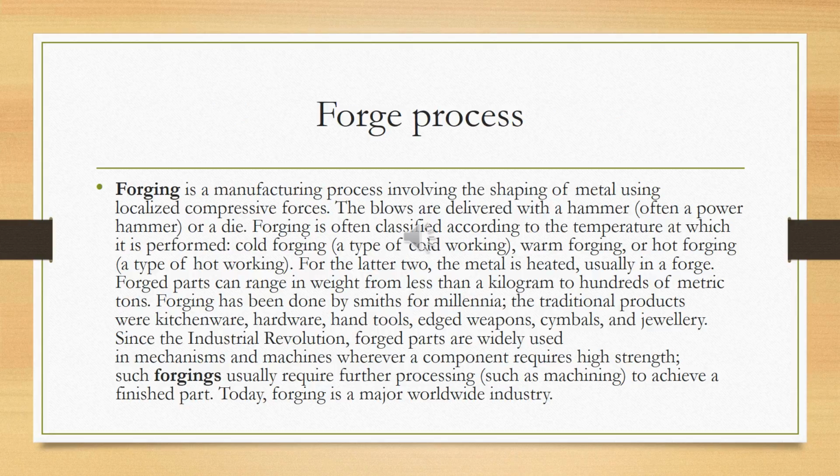Another process is the forging process. Forging is a manufacturing process involving the shaping of metal using localized compressive forces. The blows are delivered with a hammer, often a power hammer, or a die. Forging is often classified according to the temperature at which it is performed: cold forging, a type of cold working, warm forging, or hot forging, a type of hot working. For the latter two, the metal is heated, usually in a forge. Forged parts can range in weight from less than a kilogram to hundreds of metric tons.